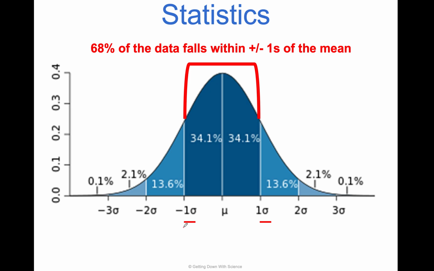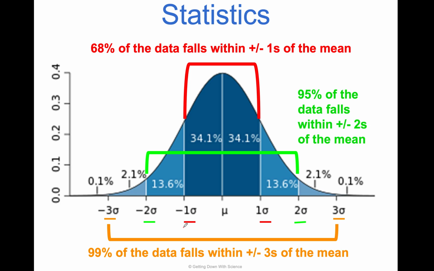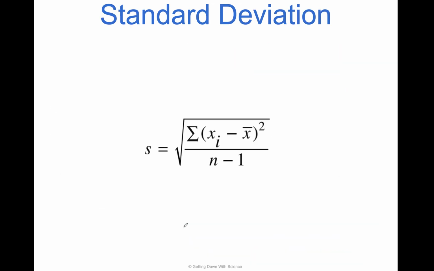Boom, this is what I just did. 68% of the data falls between plus or minus 1 standard deviation of the mean. 95% of the data falls between plus or minus 2 standard deviations of the mean. And 99% of the data falls within 3 standard deviations of the mean. So this is like your normal bell curve. This is really what we're going for here.